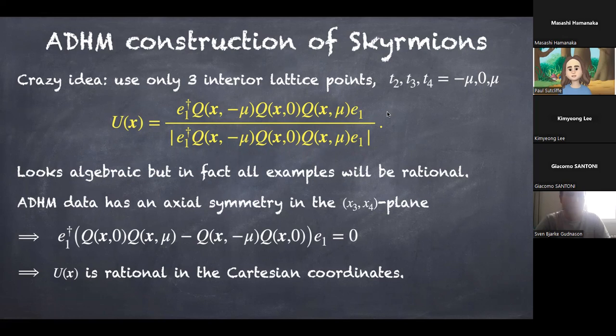And one reason you can understand that is that all the instantons I'm considering have ADHM data with an axial symmetry in the X3, X4 plane. And you can show that that axial symmetry implies the relation given there for the Qs. So there's a Q relation. And you can prove that that shows that U is rational in the Cartesian coordinates. In other words, if you have this relation, the thing that's there is actually the square of something else. So that when you take the square root, that just cancels off the square and you still end up with something without square roots in it.